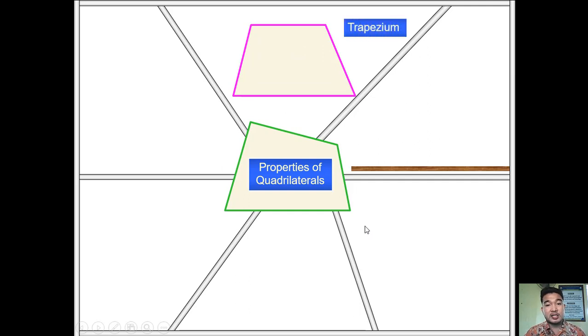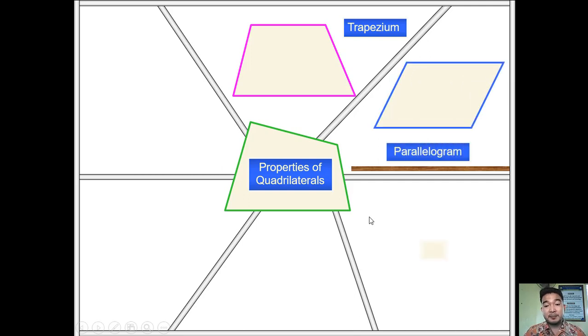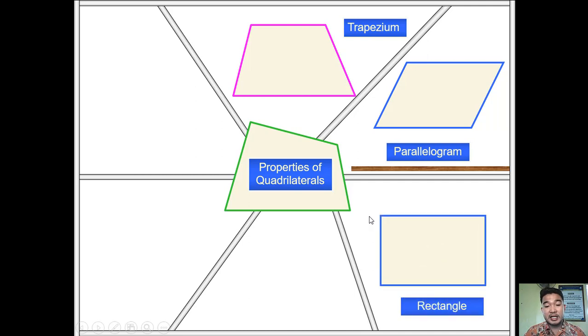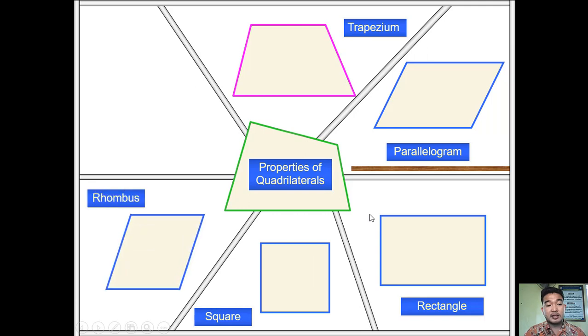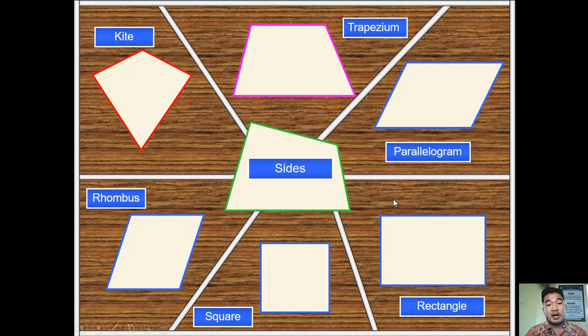The first one is the trapezium, or we also call this as trapezoid. Then we also have parallelogram, then rectangle, then we have the square and rhombus, then the last one is the kite. These are the different types of quadrilaterals. This time, let us have the different properties of the quadrilateral with its sides.